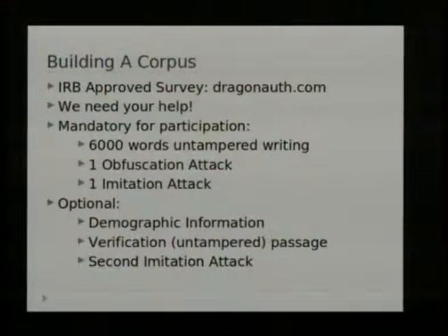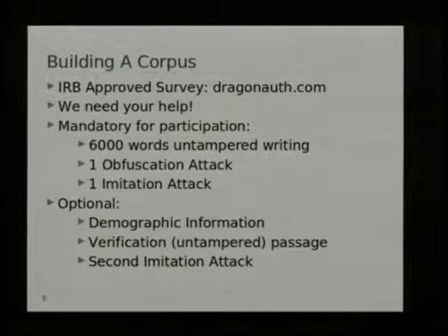Another optional part is a verification passage, where you actually write another untampered passage on your own accord to make sure that we can also identify that as you. And some second imitation attack on an author other than Cormac McCarthy. And there'll be an author of your choosing, as long as you can point us to a large sample of writing by that author that we can use and process, then you can write an imitation attack for that author.